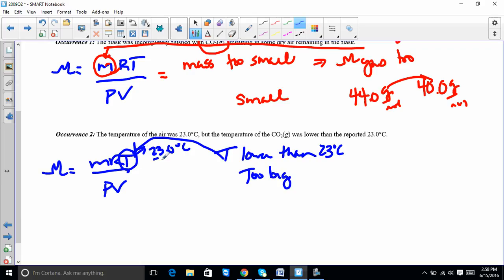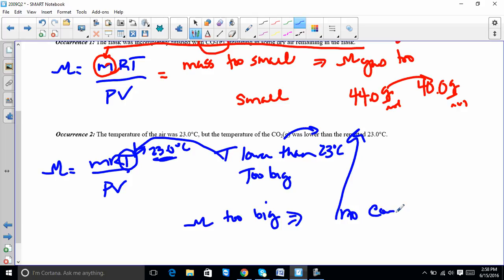And so what happens is they are multiplying by a number that's too big. It's not 23, it's actually something like 19. And this T is too big. It's in the numerator. That would make the molar mass too big. And that could not account for the error. Our error is we were too low. So, no, this could not be responsible for the error.